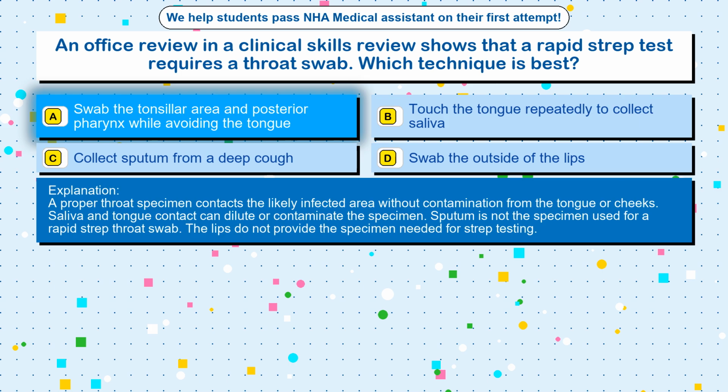A proper throat specimen contacts the likely infected area without contamination from the tongue or cheeks. Saliva and tongue contact can dilute or contaminate the specimen. Sputum is not the specimen used for a rapid strep throat swab. The lips do not provide the specimen needed for strep testing.